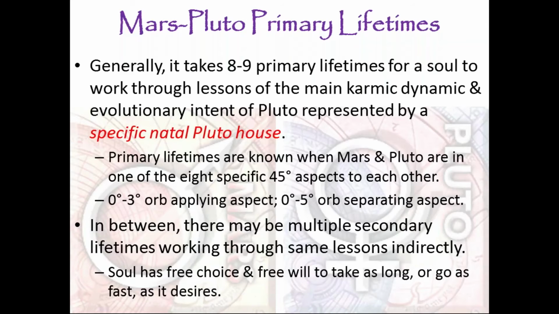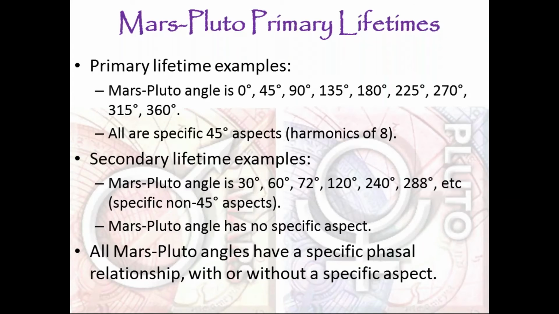Here are your primary lifetime examples, those 45-degree aspects listed on your screen. This is also known as the harmonics of 8, or taking the circle and dividing it by 8. Secondary lifetime examples: 30 degrees, 72, the trine of 120 or 240. The secondary lifetime examples, again, are aspects that are not 45-degree angles.